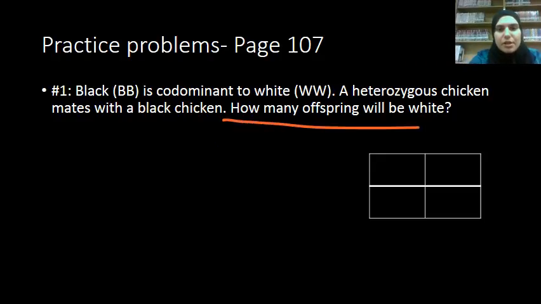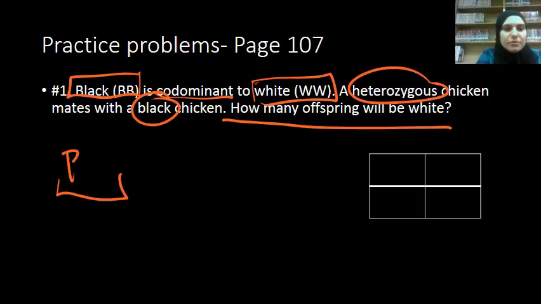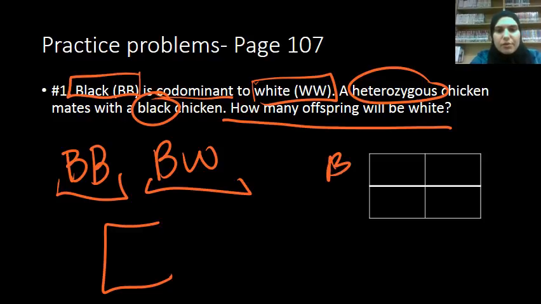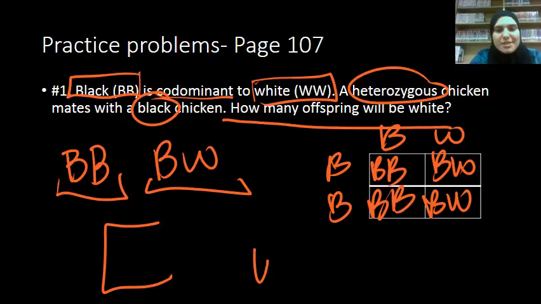So for this very first one, how many offsprings are going to be white in color? You've got black as one of the traits, white as the other trait, and it tells you that it's co-dominant. Don't forget that co means both. So for my parents, one of them is heterozygous and one of them is black. So the black chicken would be BB, the heterozygous would be BW. And then I have a Punnett square right here. For my Punnett square, we've got BW, BW. And there we go. So it asks you how many of them will be white. To be white, you need WW, and that would be 0%.